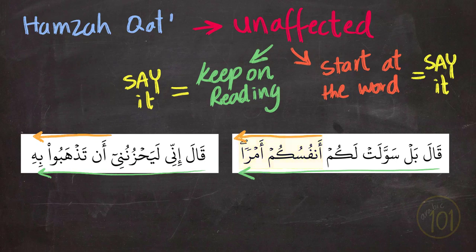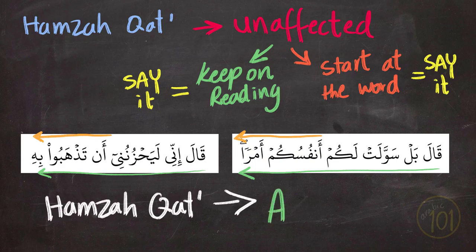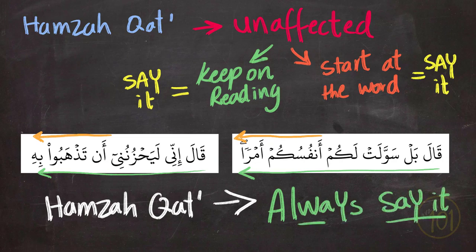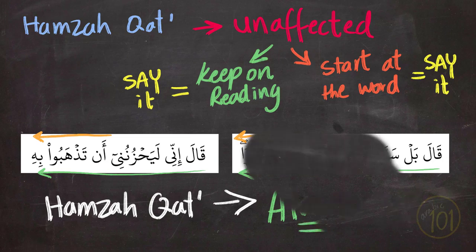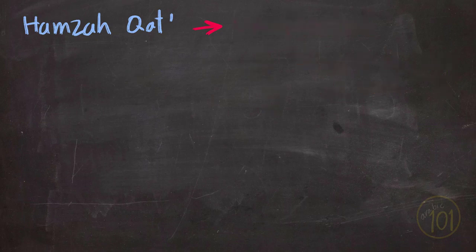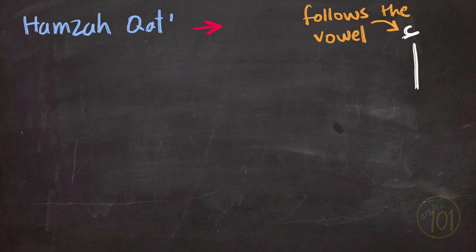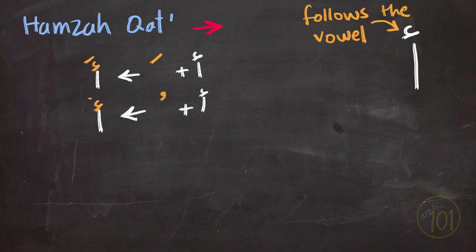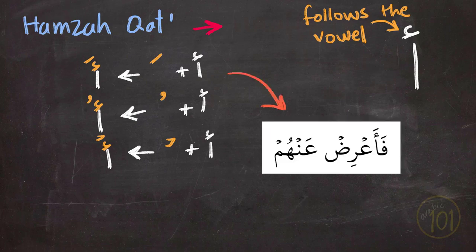أنفسكم أمرا. So, Hamzat Qat will be pronounced fully when it comes at the beginning, middle, or at the end of the word. Whether you stop, start, or keep on reading, you will always pronounce it. And the sign of Hamzat Qat also follows its short vowel wherever it goes. So this means that the sukun or short vowels that come on top of the letter make the sign of Hamzat Qat appear on top, like in these examples.